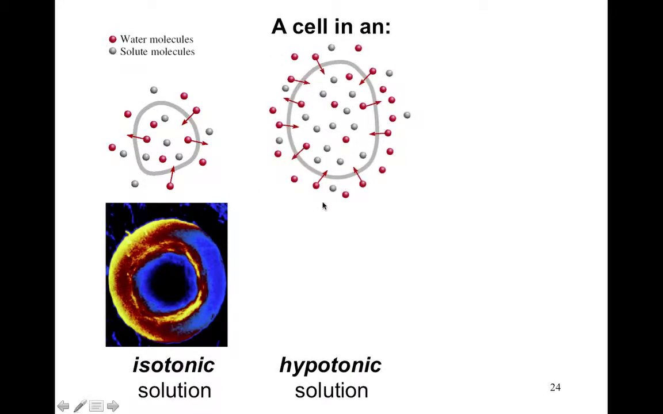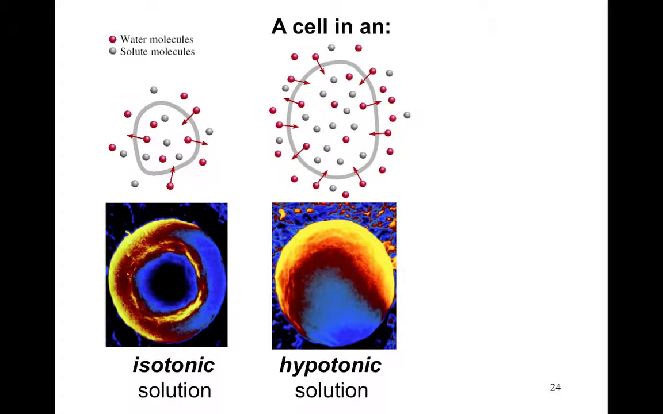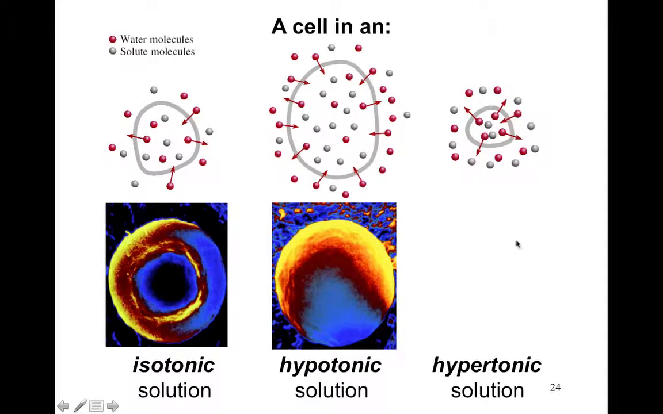Now, in a hypotonic solution, we've got a lot less solute in our environment and a lot more solute in our cell. And so water is going to want to move from less concentrated to more concentrated. So in a hypotonic solution, water is going to rush into that cell. It can cause that cell to really balloon out, or in some cases burst if the pressure is high enough. So this would be that same cell if we placed it in something like deionized water, perhaps.